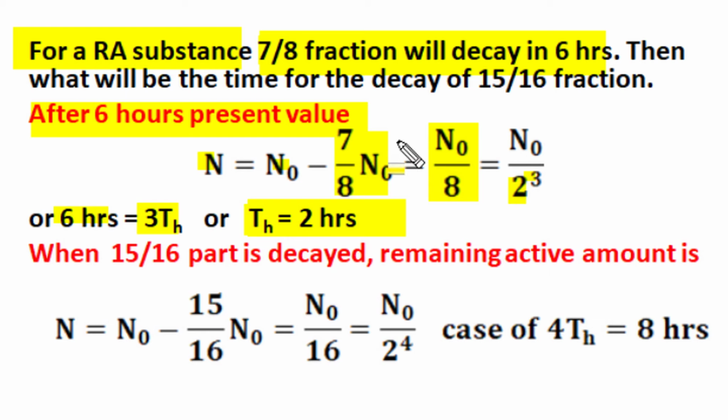Now again, to find out the time for the decay of 15/16 fraction, we have to find out the undecayed amount corresponding to decay of 15/16 fraction. So initial number n0 when subtracted from total decayed amount, then we'll get the present amount of radioactive substance equal to n0/16, and we know 16 is 2 raised to power 4. So this case of 1/16 present amount or 15/16 part of decayed amount is a case of 4 half-lives, and 1 half-life is known to us as 2 hours. So the time for the decay of 15/16 fraction of radioactive substance is 8 hours.